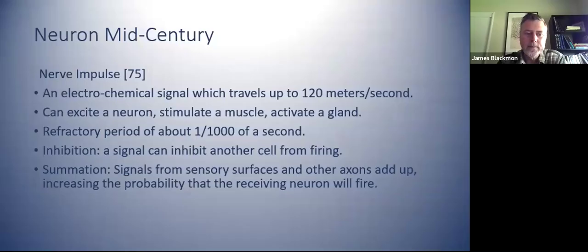The nerve impulse, also known as the action potential, which the name action potential has always bothered me because we're talking about an actual event, a signal going down an axon, right? But they call it the action potential. It's also known as the nerve impulse, and it's an electrochemical signal. It's not just electrical. It's very slow from an engineering standpoint.